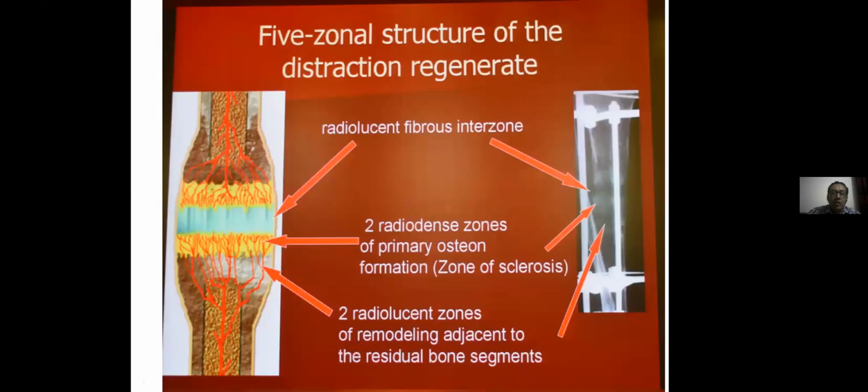In another theory, there is a 5-zonal structure of the distraction regenerate. Here also is the radiolucent fibrous interzone, which was described in the last slide. And then the 2 radio-dense zones of primary osteon formation, which are called zones of osteosclerosis. In this region, there are 2 radiolucent zones of remodeling adjacent to the residual bone segment.